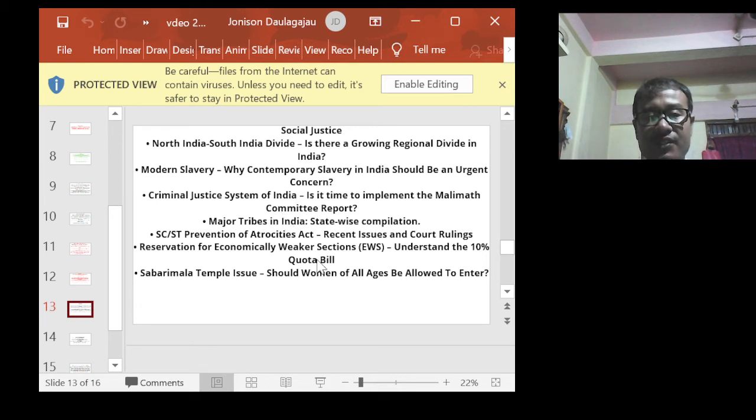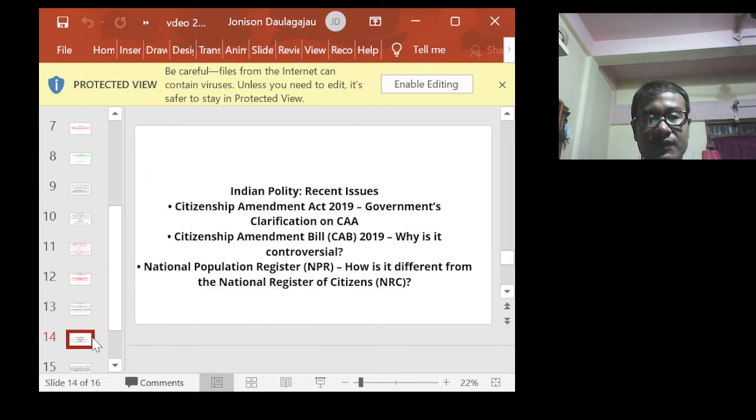Major tribes in India, state-wise compilations, SC/ST Prevention of Atrocities Act, recent issues and court rulings, reservations for economically weaker sections, EWS, understand the 10% quota bill, and the Sabarimala temple issue, should women of all ages be allowed to enter? Indian polity, recent issues: Citizenship Amendment Act 2019, government's clarification on CAA, Citizenship Amendment Bill CAB 2019, why is it controversial? National Population Register NPR, how is it different from the National Register of Citizens NRC?